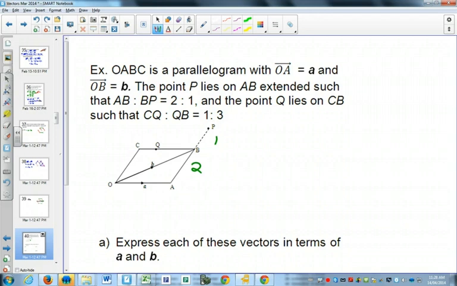Now, we don't know if it's 2 and 1. It could be 4 and 2. That would still be the same ratio. All we know is AB is double what BP is. And same thing, if CQ is 1, then QB is 3. QB is 3 times the length of CQ.